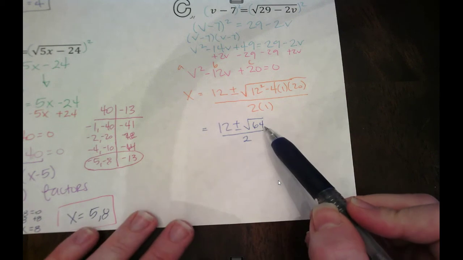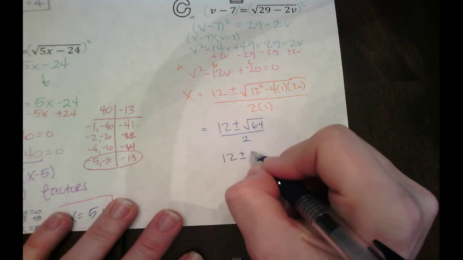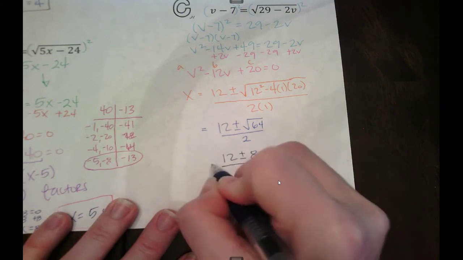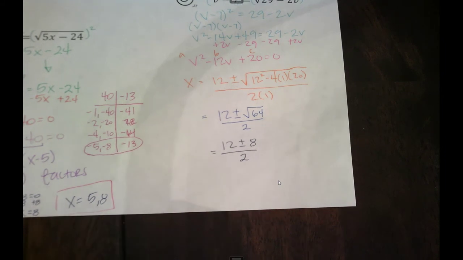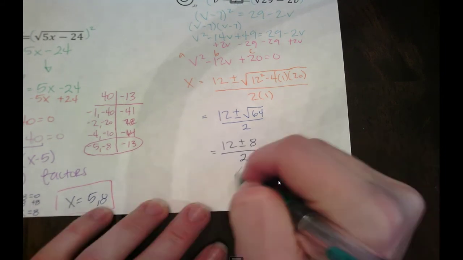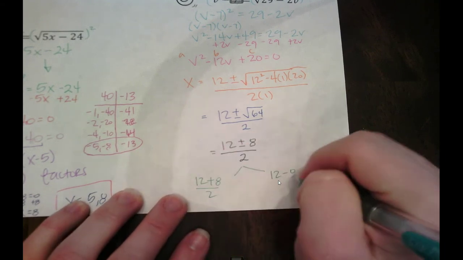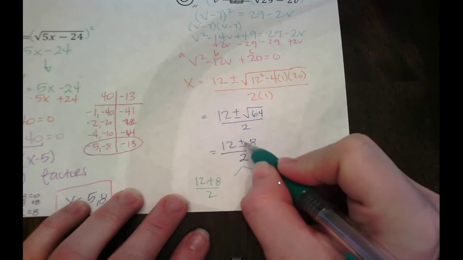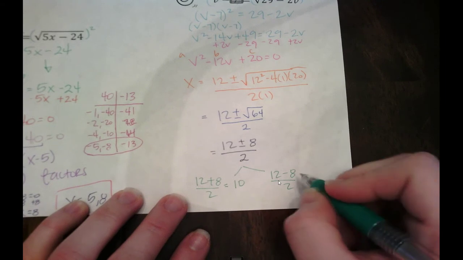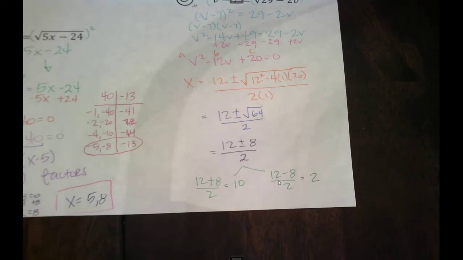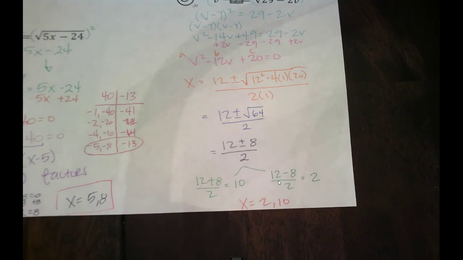Now I'm going to simplify my radical. The square root of 64 is 8. It's a perfect square, so we don't have to worry about any radicals in our answer, but you might get radicals in your answer. Okay, now I have to take this 2 ways. I'm going to do 12 plus 8 divided by 2 and 12 minus 8 divided by 2. We've got to take into account that plus and minus, and this gives us 10 and 2. So x equals 2 and 10. And that's our answer.